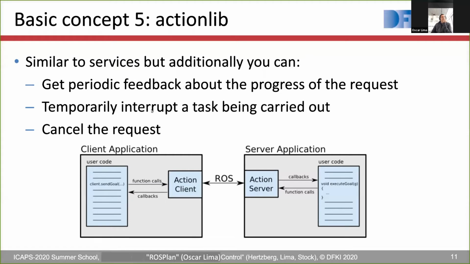The next difference is that you have the possibility to interrupt the task, so preempt. You can preempt the task, and then later on you can resume the task, or you can cancel the request. So you see that you have a little bit more control with actionlib. And actionlib is something that you will use to wrap the skills of your robot that are ultimately the planning actions.